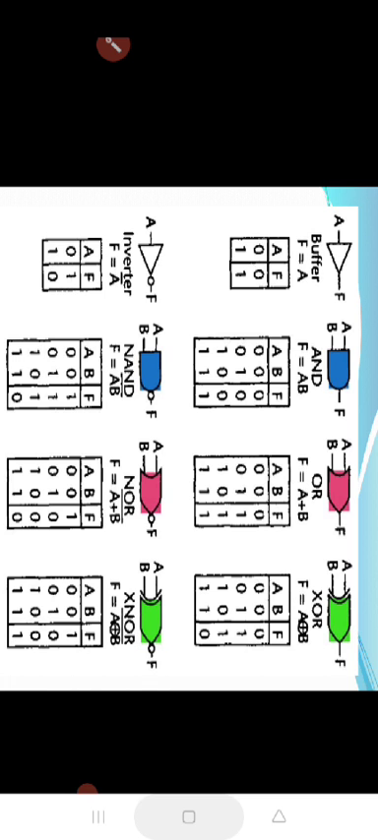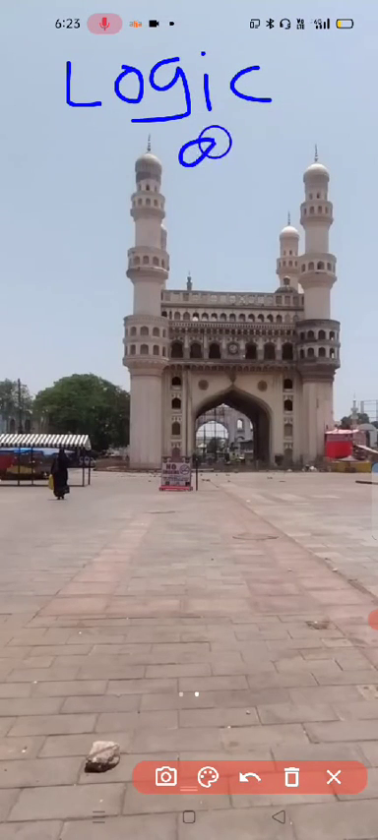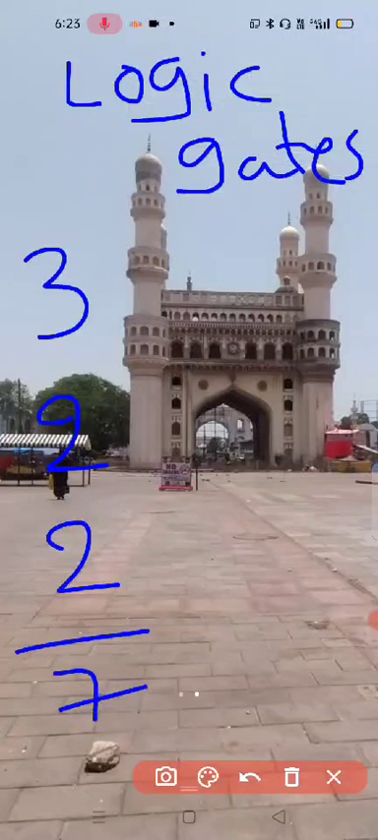We are discussing bit, nibble, byte already, but now we are going to logic gates. We are with logic gates now. First of all, logic gates. Totally we have 3 basic gates. Three, two, two. So in total, 7 logic gates we have.